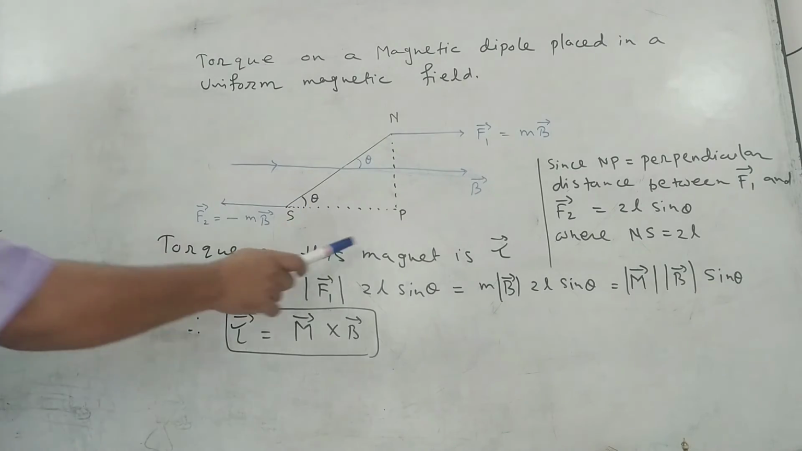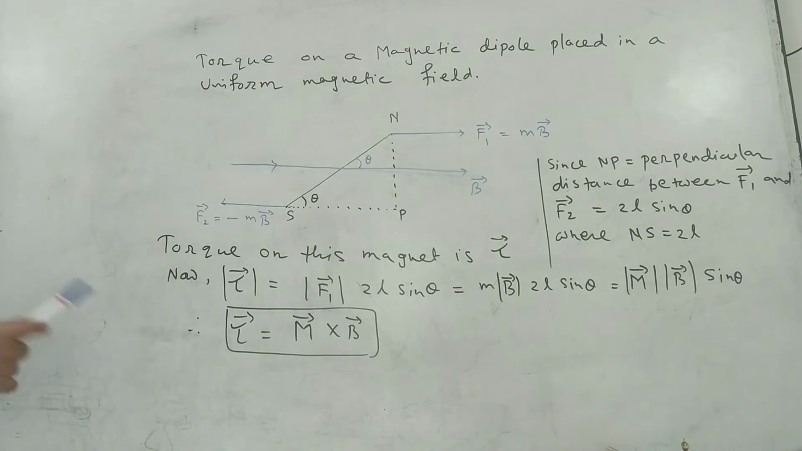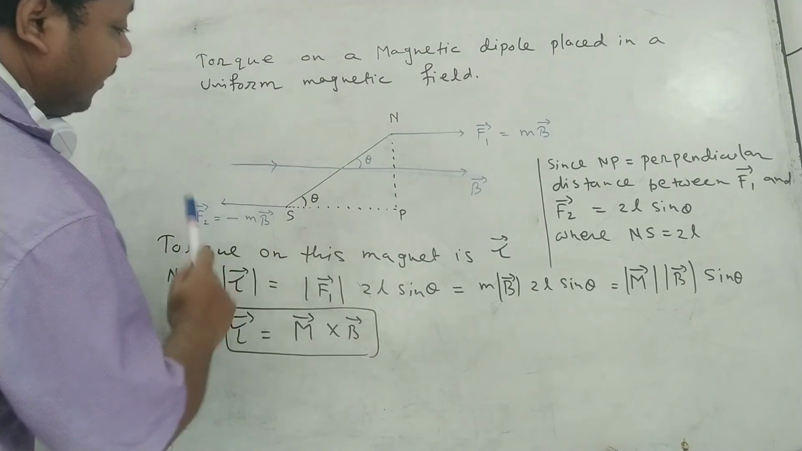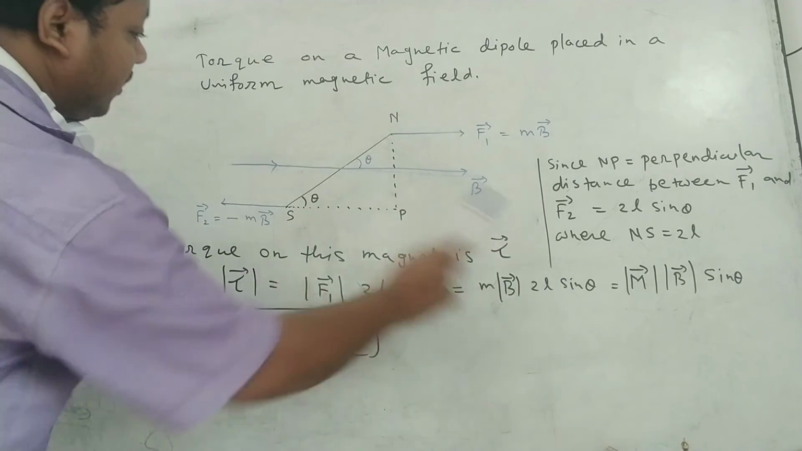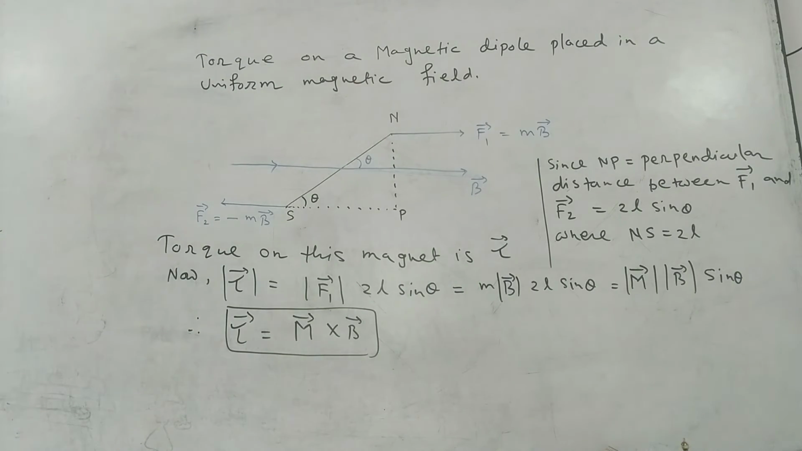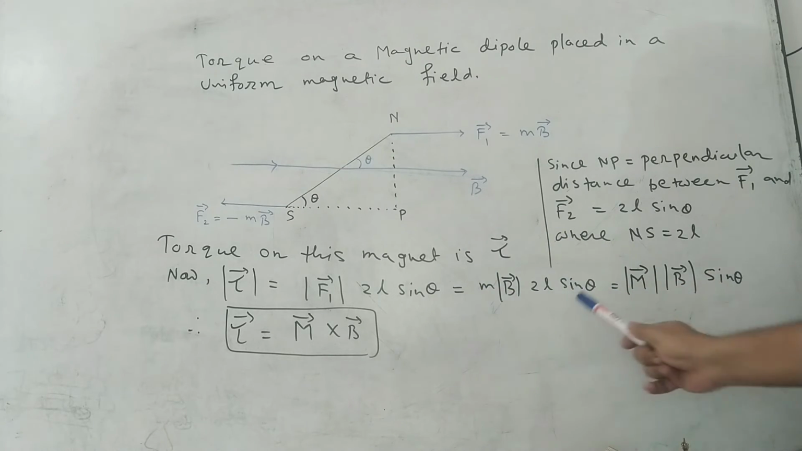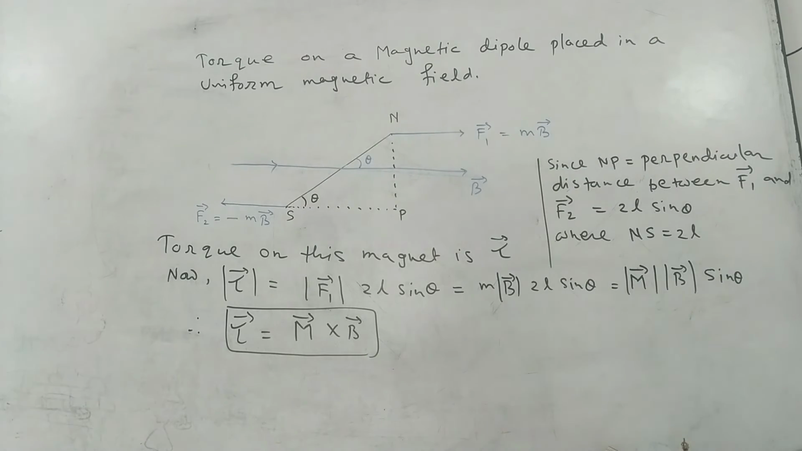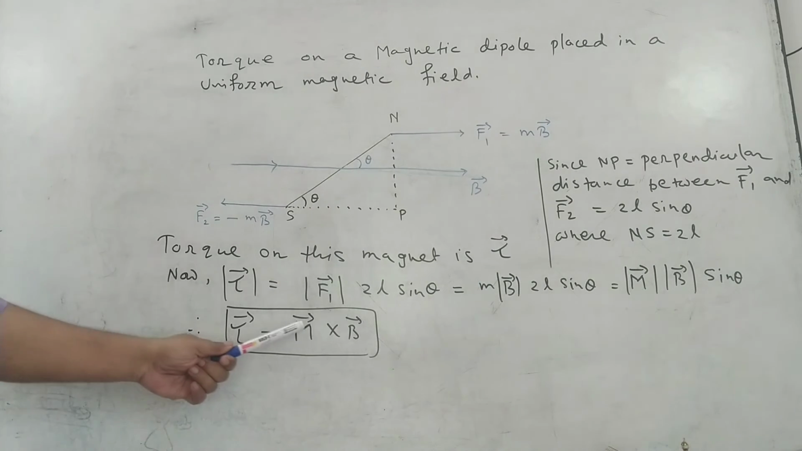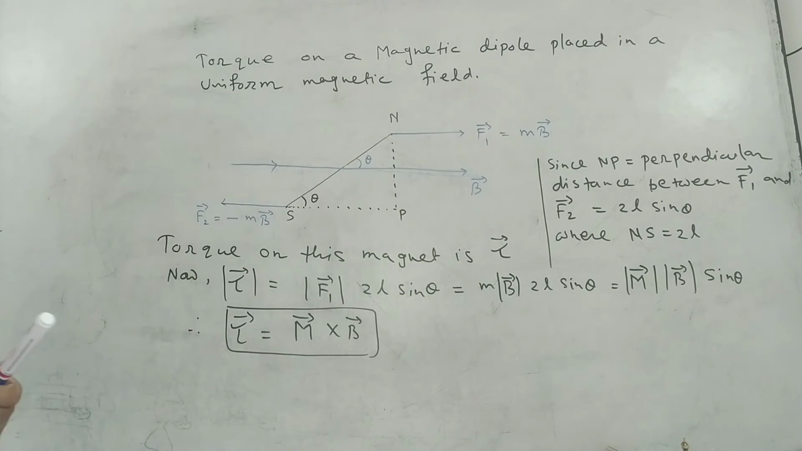Therefore, the torque on this magnet is tau vector. Now, the magnitude of tau is equal to F into 2L sin theta, which is equal to mB into 2L sin theta. This is equal to mod of capital M vector into mod of capital B vector sin theta, where mod of capital M vector is equal to 2 small m l. That's why the vector form of torque tau is equal to capital M vector cross B vector. This is the torque on a magnetic dipole placed in a uniform magnetic field.